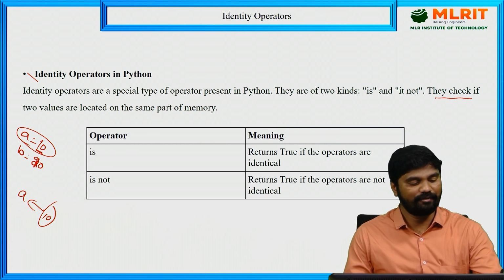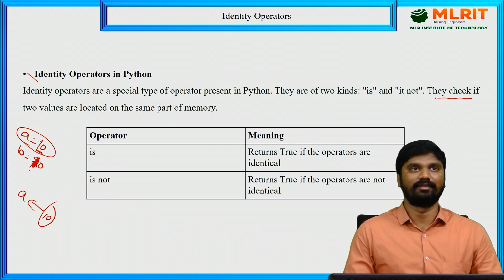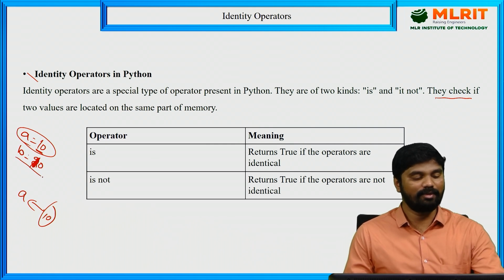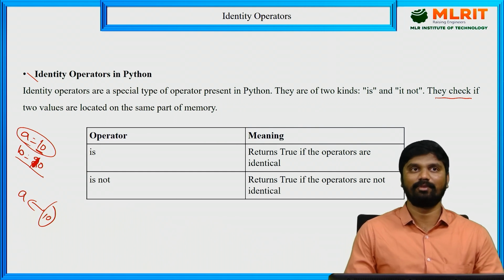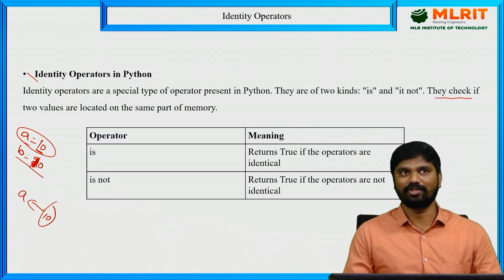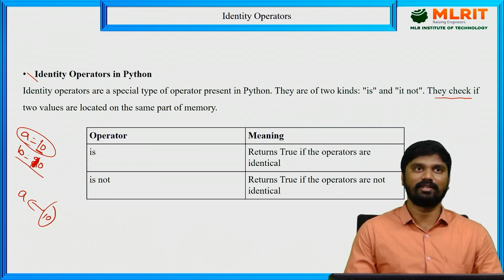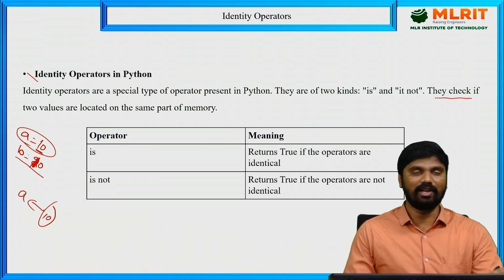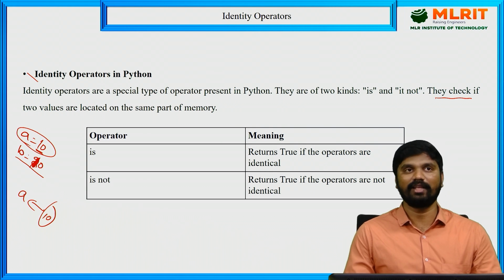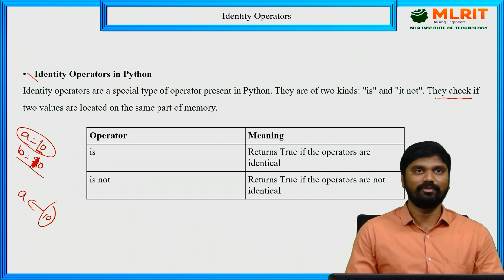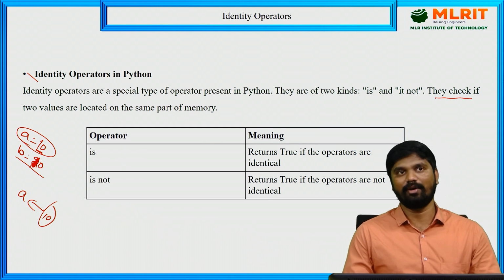Next, the value of B. For example, consider that the value of B is also 10. Whenever this statement is executed, the same scenario is repeated. The Python virtual machine won't create an object directly. First, it checks in the memory whether an object already exists with the value 10. If an object with that value is not there, it will create a new object.